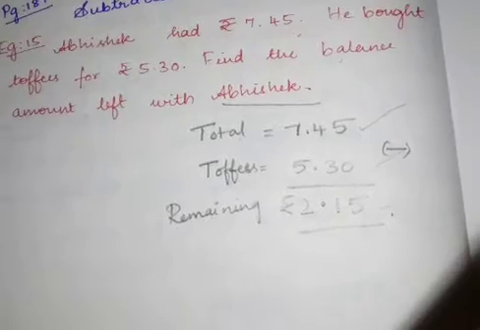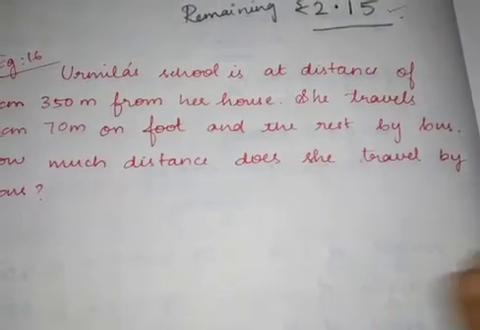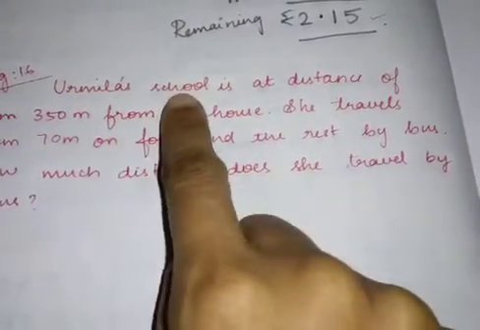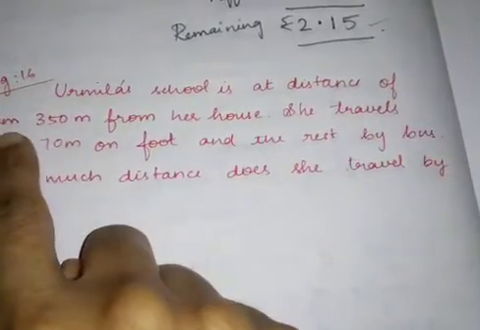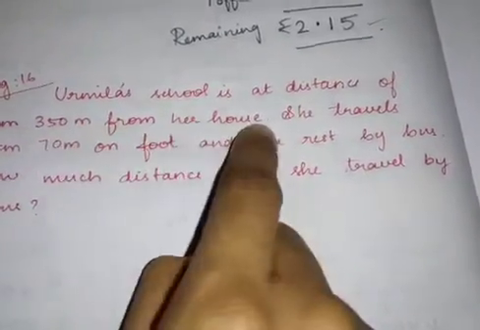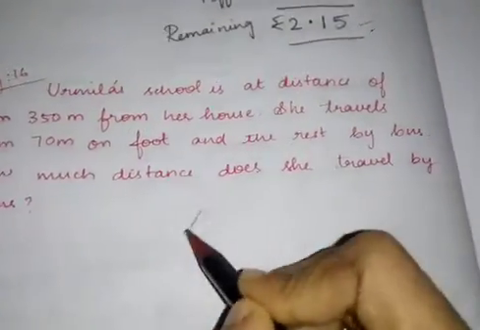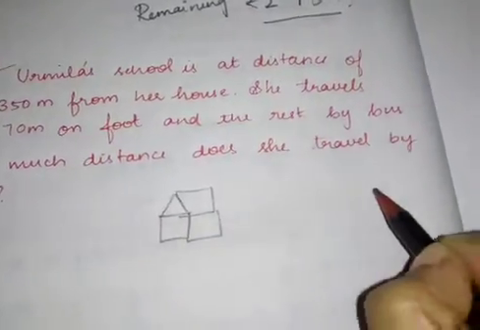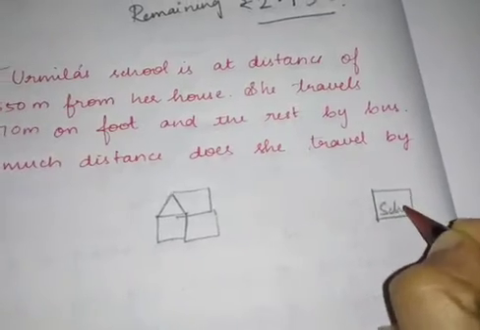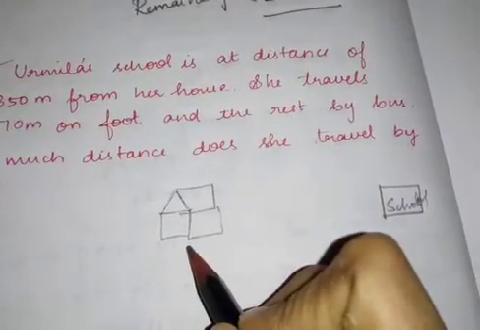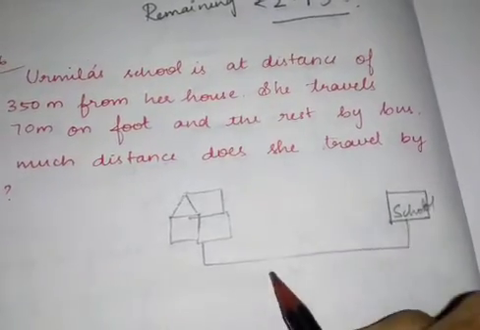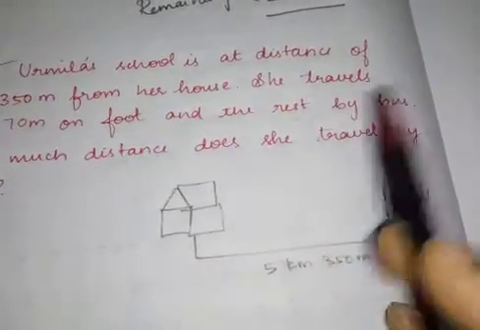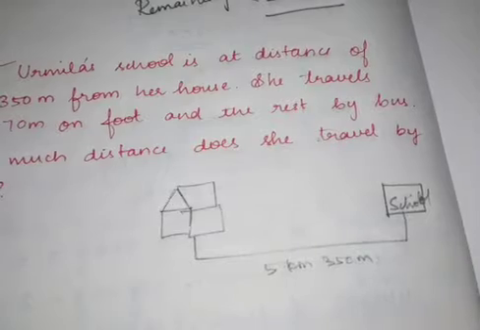Okay, understood? Next is your 16th problem, which means example number 16. What's the question? Urmila's school is at a distance of 5 kilometer 350 meter from her house. So this is Urmila's house, and this is the school. What is the distance between these two, children? 5 kilometer 350 meter.